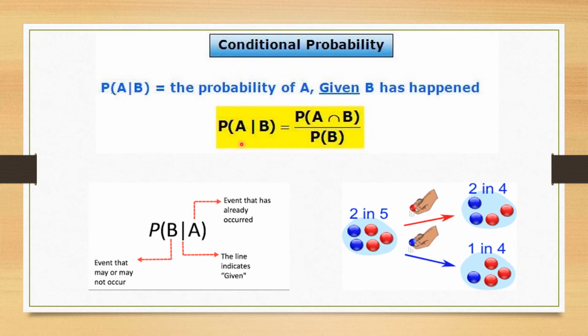We denote it by probability of A by B, and this is equal to the probability of A intersection B divided by the probability of B. We can say that it is the ratio of the probability of the intersection of the events divided by the probability of the event which has already happened.